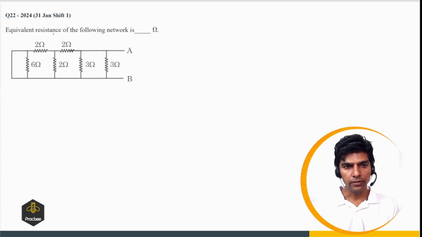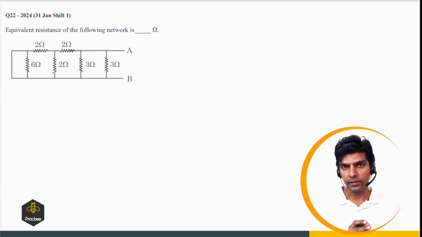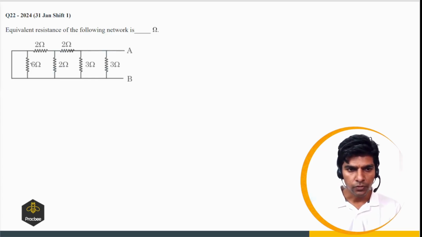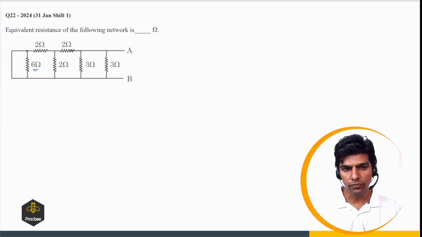Now we have to find the equivalent resistance of the following network. So whenever we have lots of resistors, first of all you have to figure out what resistors are in series and which resistors are in parallel, or is there any short circuiting in one of the resistors. If you consider 6 ohms in this case, the ends of this 6 ohms are connected with a connecting wire, so it means it is short circuited, so the potential of this point will be same as potential of this point. So we can remove this resistor.